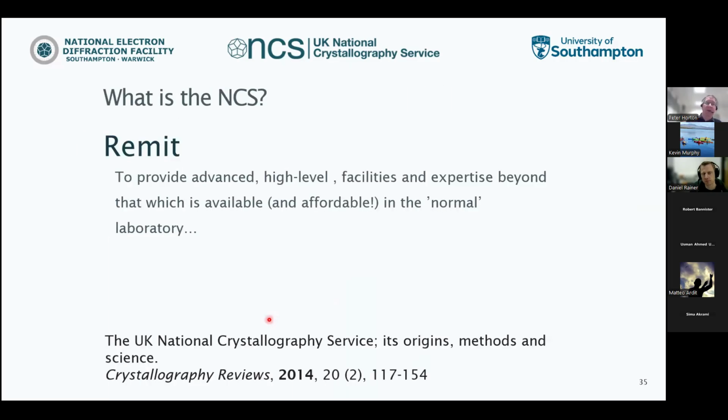So finally, I work for the NCS, the National Crystallography Service. So what is it? Its remit is to provide advanced high-level facilities and expertise beyond that which is available and affordable in the normal lab. It has been serving the UK scientific community since it was set up by Professor Mike Hursthouse, officially in 1980, but there were collaborations for at least 10 years before that, where samples were sent between different universities, which Mike would run. It's been in Southampton since 1998, and is currently under the leadership of Professor Simon Coles.